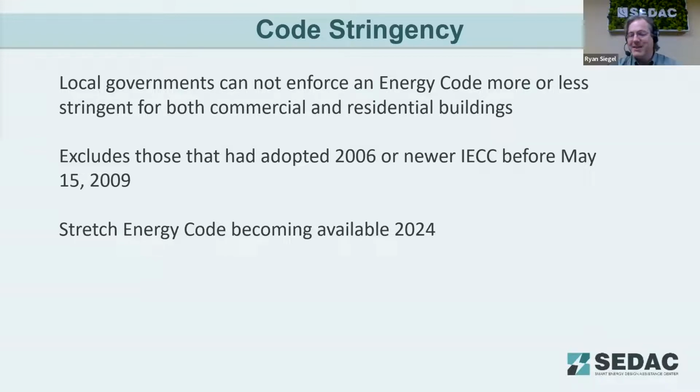Now, something that is coming down the pike is the stretch energy code. Municipalities in the future will have the option of either the base energy code or the stretch energy code, and those will be the only two options available to them. Fortunately, that is not a single election process. So if a municipality decides to adopt the stretch code after 2024, that is perfectly fine to do so. But that option becomes available starting January 1st, 2024.